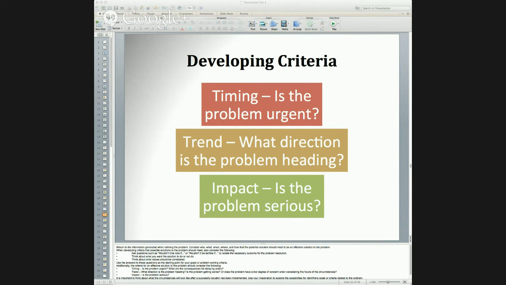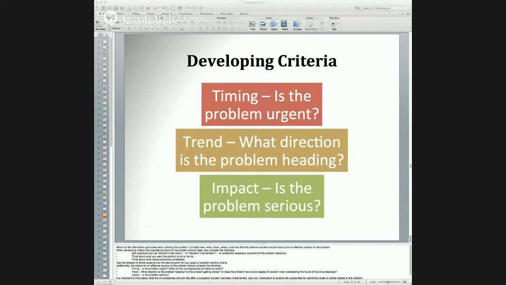Think about what you want the solution to do or not to do. Think about the values that should be considered. Use the answers to these questions as the starting point of your goals or problem-solving criteria. Additionally, the criteria for an effective solution to the problem should consider the following. Timing. Is the problem urgent? What are the consequences for delaying action?